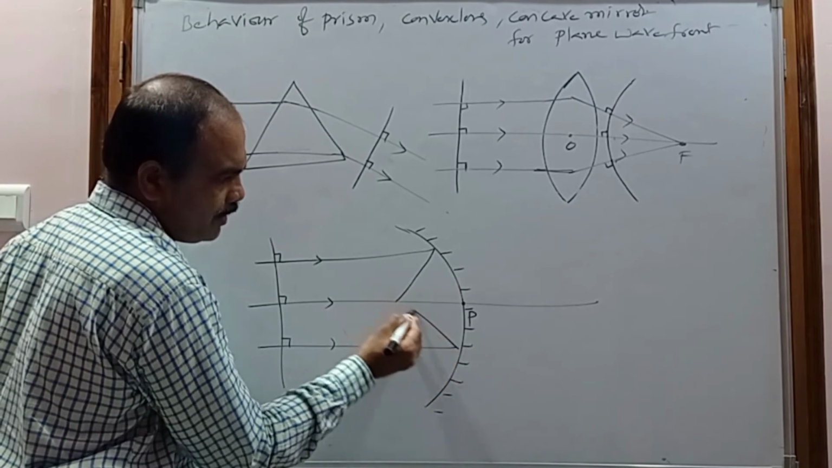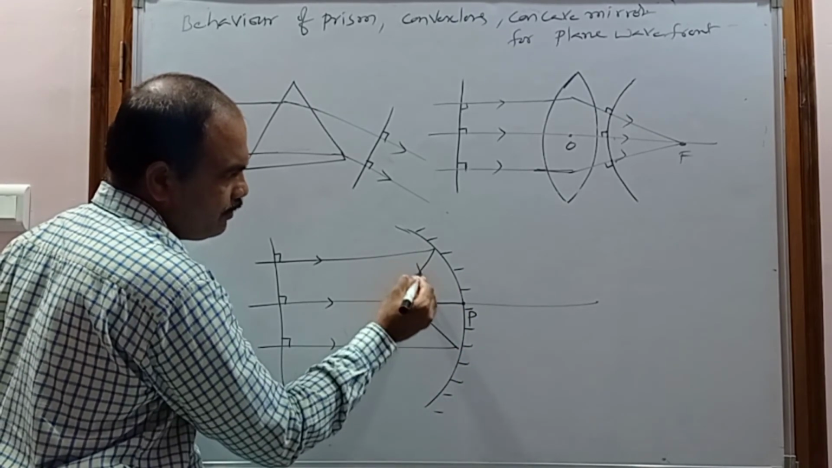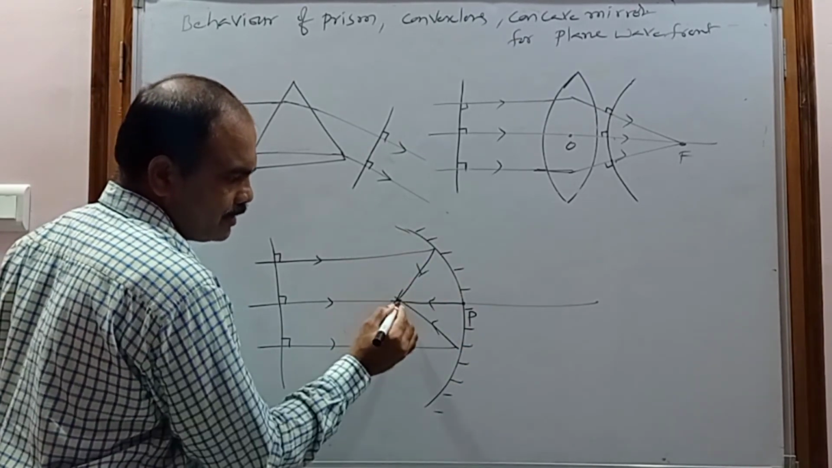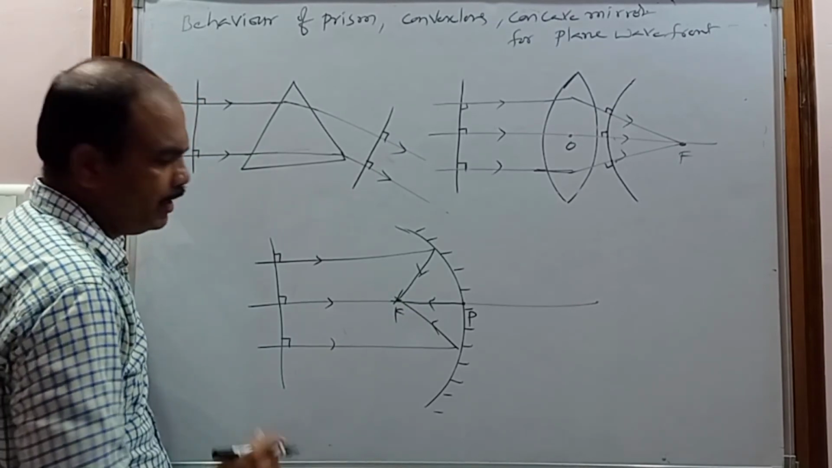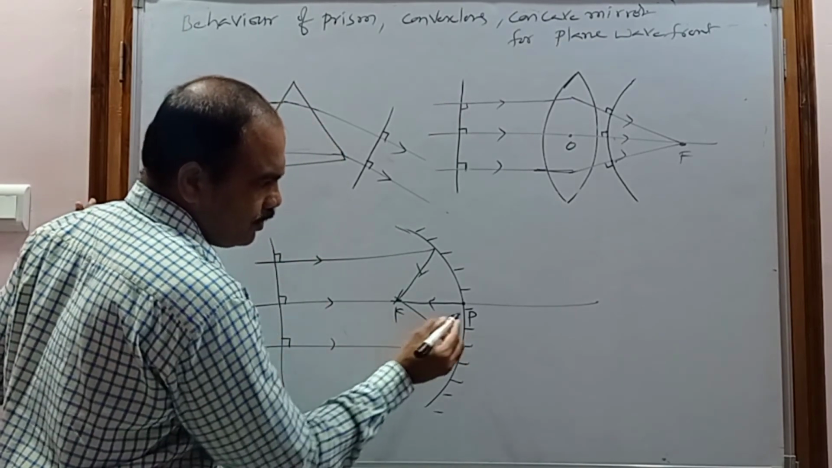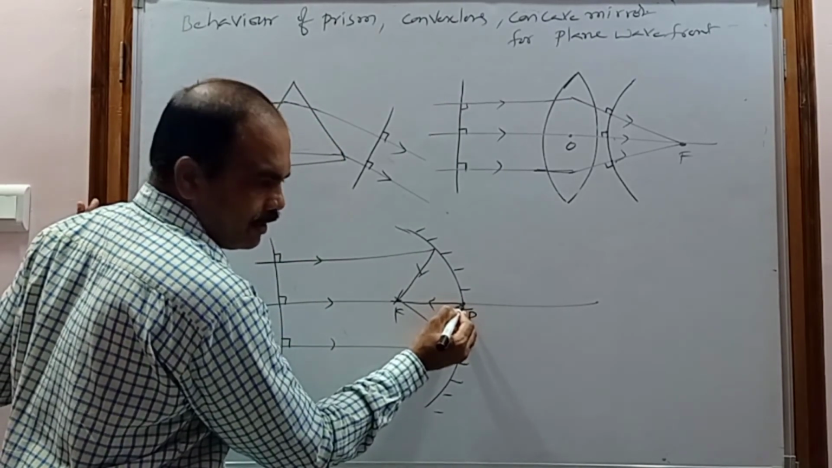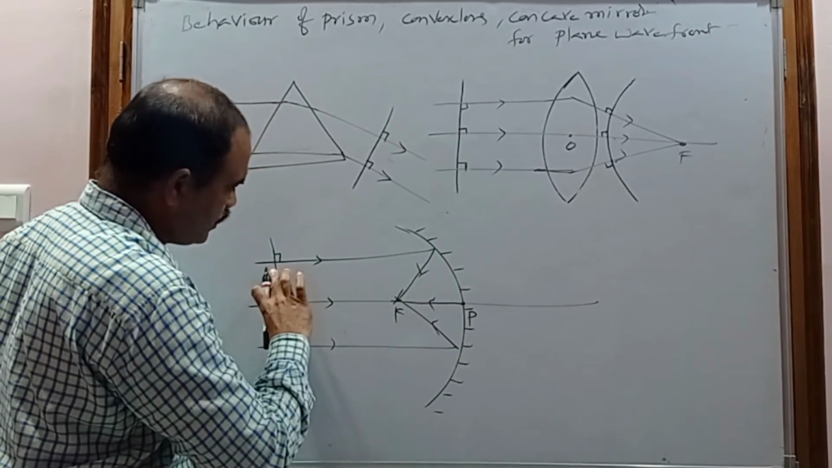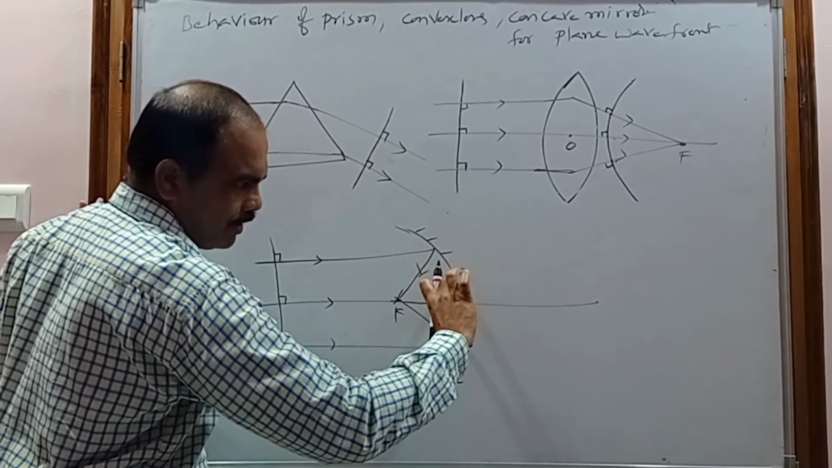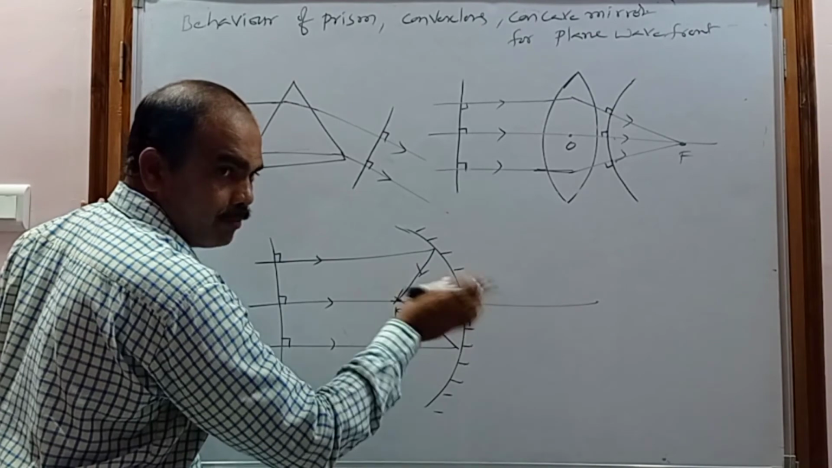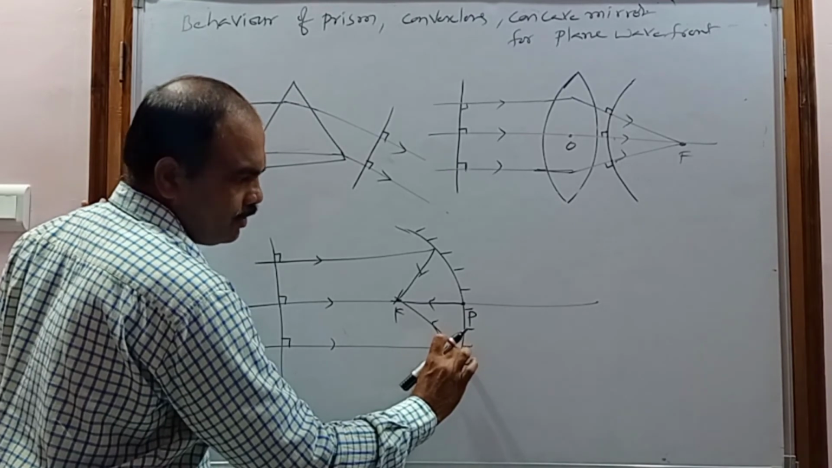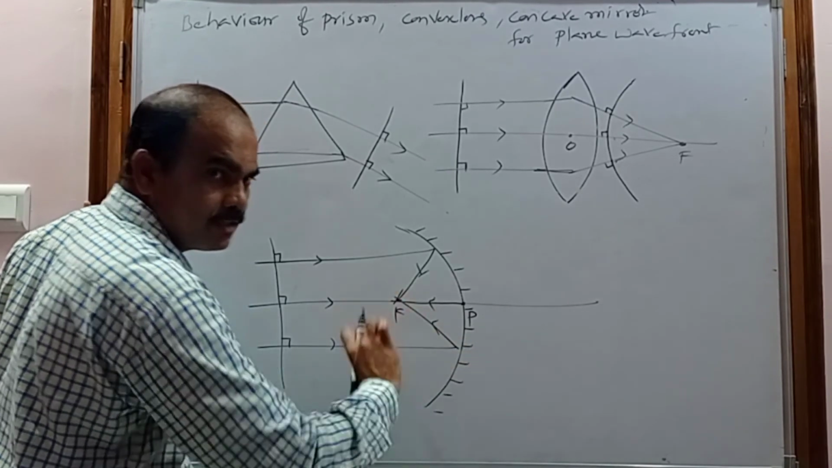When they are incident on this concave mirror, after reflection, what happened? They will meet at a point. That point will be called what? Focus. After reflection, all the reflected rays meet at a point, called the focus. In the same way, when the plane wavefront is incident on this concave mirror, this portion will be incident at this point and reflected, and to reach this F it will take more time. But the portions incident near the edges will be reflected in the least time.